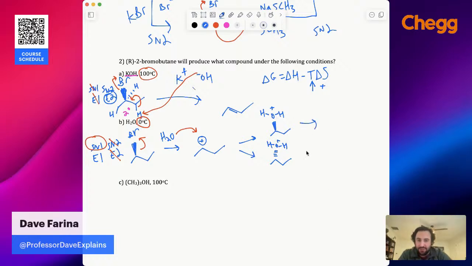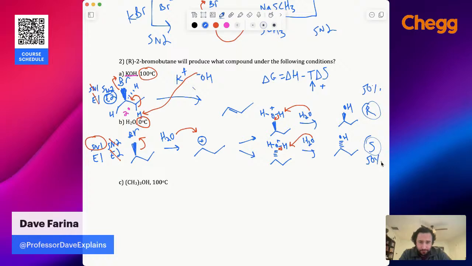And then really quick, let's just get another water molecule to finish things off. We're just going to grab that proton. Oxygen, we'll grab one of these protons to neutralize the oxygen on the product. And so we've got 2-butanol, but we're going to have a racemate. We're going to get 50-50 R, S. So that is the R isomer. This is the S isomer, and we're going to get 50% of each.